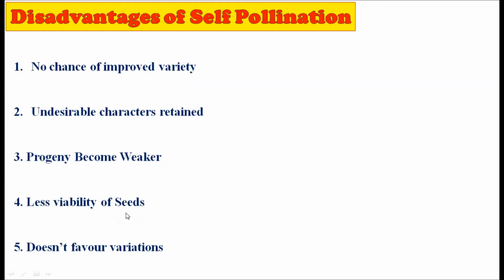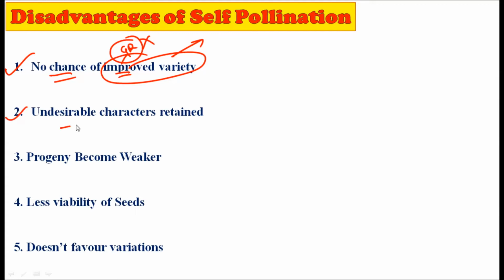All right. Then what are the disadvantages of self-pollination? Well, the very first disadvantage is no chance of improved variety. As we have discussed, if pollen grains are transferring from the anther of the same flower to the stigma of the same flower, there is no genetic recombination. If there is no genetic recombination, there are no new genes, so there will be no improved varieties. The variety will remain as it is. That is, the offspring are very similar to their parents.